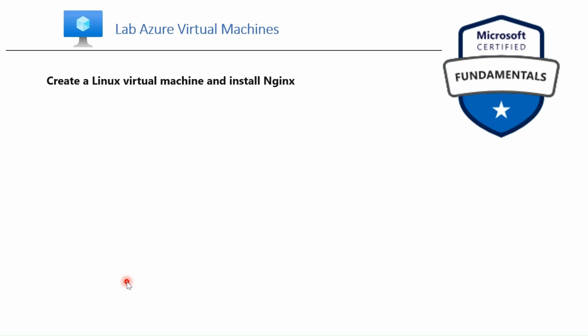Okay, now before we do that, what we're going to do in the lab is create a Linux virtual machine, and on top of it we're going to install an Nginx web server. Nginx is a web server that allows you to run web applications. That's what we're going to do.